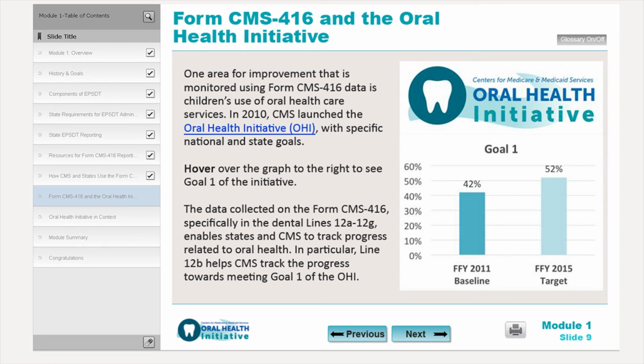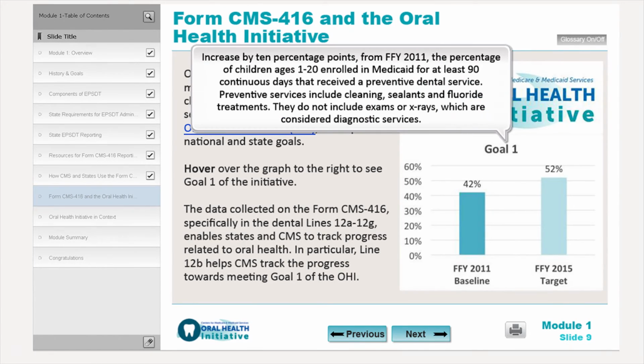One area for improvement that is monitored using Form CMS-416 data is children's use of oral health care services. In 2010, CMS launched the Oral Health Initiative, or OHI, with specific national and state goals. The goal of the initiative began in federal fiscal year 2011. This goal is to increase by 10 percentage points the percentage of children ages 1 to 20 that are enrolled in Medicaid for at least 90 continuous days that received a preventive dental service.